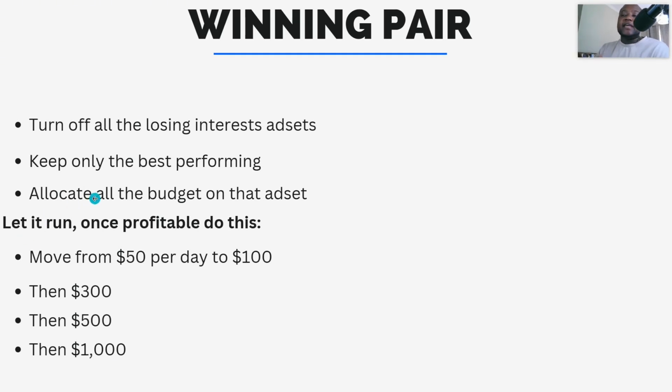Then you want to allocate all the budget on that ad set, meaning the winning ad set, the one that has the winning interest. Allocate all the budget on that one. So if your goal is to spend $50 for the first day, then you can do that. Now, understand that you can spend $5 on those things, but when you're running advertisement, money is just a matter of time. How much time do you have?